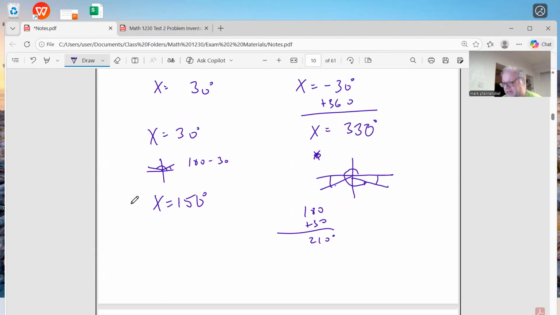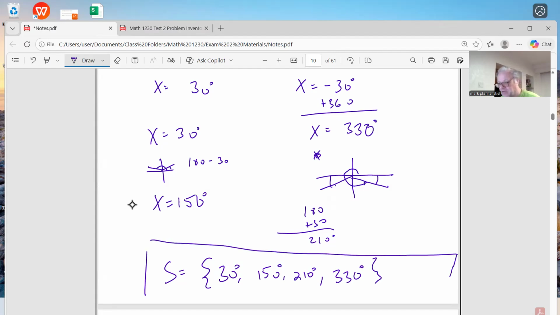So our solution set here, S equals, we have 30 degrees, we have 150 degrees. That takes care of the two positive ones. And then we have 210 degrees, that's my negative one, and then finally we have 330 degrees. That's the answer that you were supposed to get for this kind of problem. So be careful with this one. You're usually going to get pairs of answers. So be careful with that. But that's how you're supposed to do this.